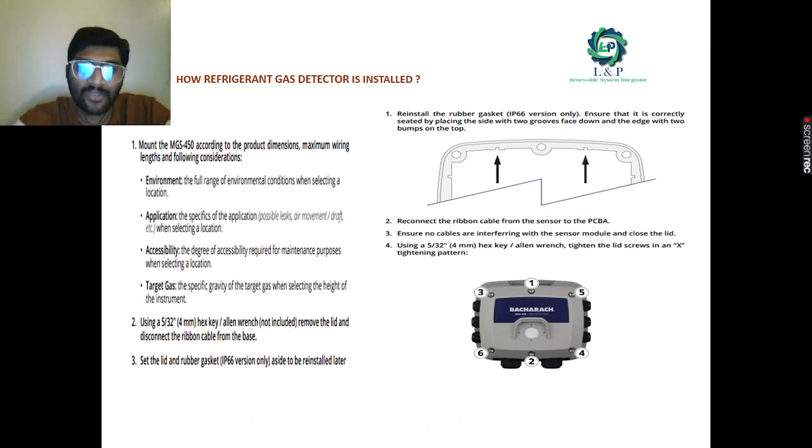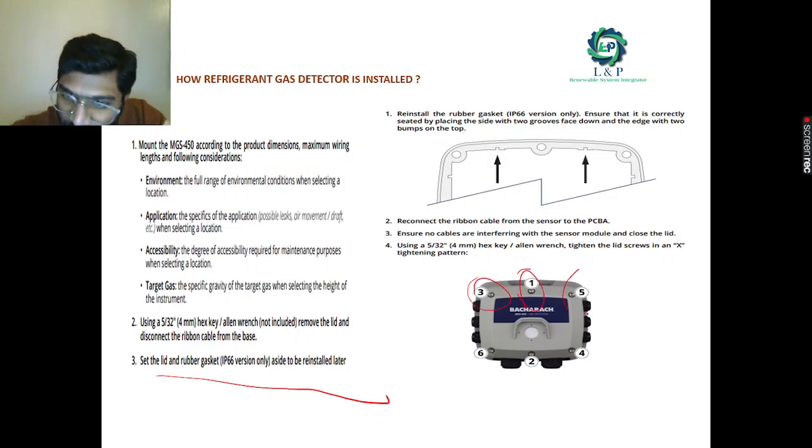First and foremost, we should know how this refrigerant gas detector is installed. Since it is for gas, we need to ensure IP66 protection, so we always have a lid and a rubber gasket. Whenever you remove the cover, close it back along with the lid and the rubber gasket, and only then will it be an IP66 rated instrument. We have a 4 mm Allen key; using that, you can remove the lid. While you are opening it, you have the lid and the rubber gasket, so when closing it back, please use the rubber gasket properly.